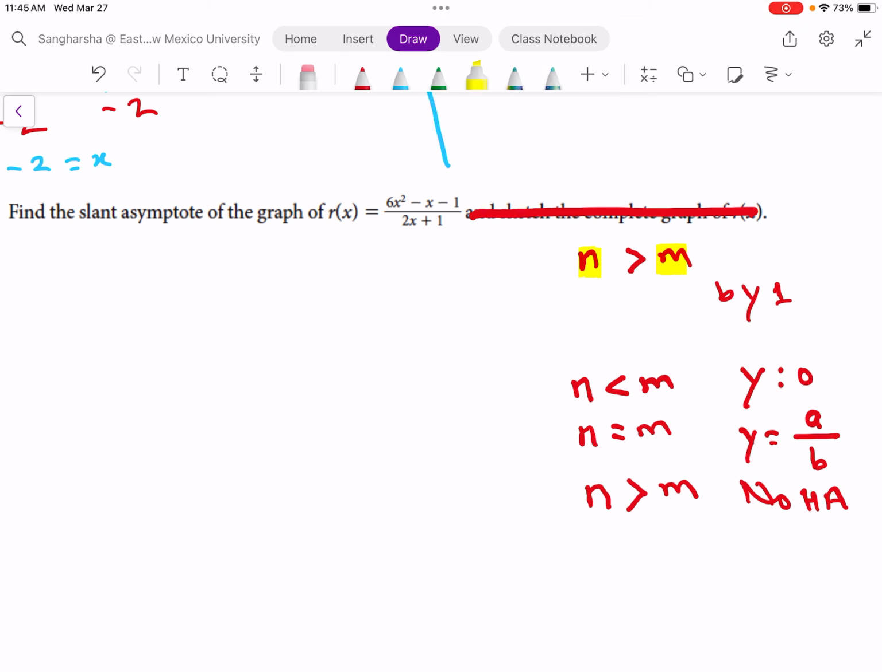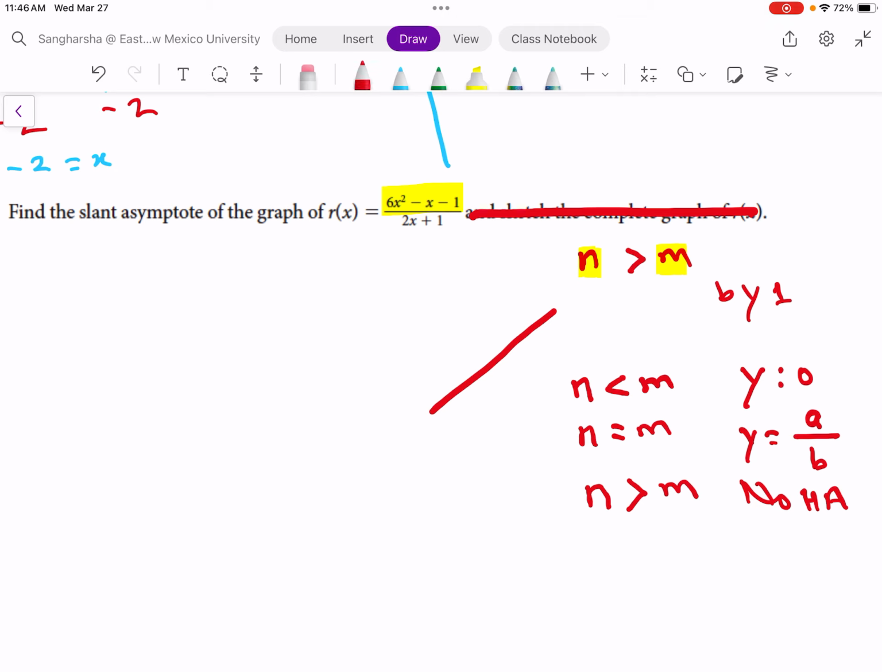But if the degree of numerator is greater than degree of denominator by 1, then we find the slant asymptote. Slant means we don't have a vertical line, we don't have a horizontal line, we have an inclined line. So a slant asymptote means you're gonna have this kind of line, and the condition is the degree of numerator has to be greater than degree of denominator by 1.